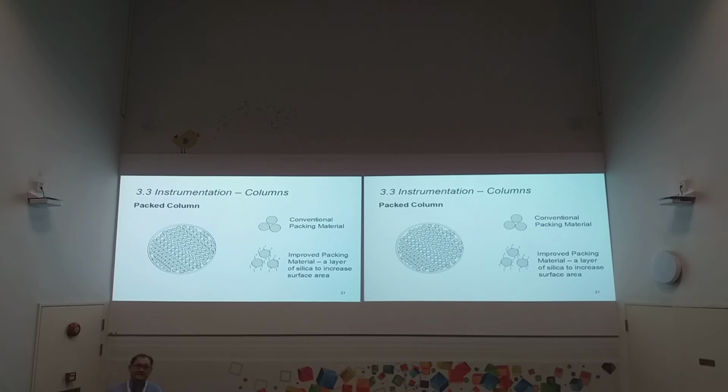The next few slides will explain to you different types of columns. I leave it because we are self-directed learning. I leave it with you. You do your own reading and try to understand. Basically, what it tells you is the packed column, as I said just now, is the big tube. We just throw in the appropriate packing material to pack the column, and then the separation happens inside.